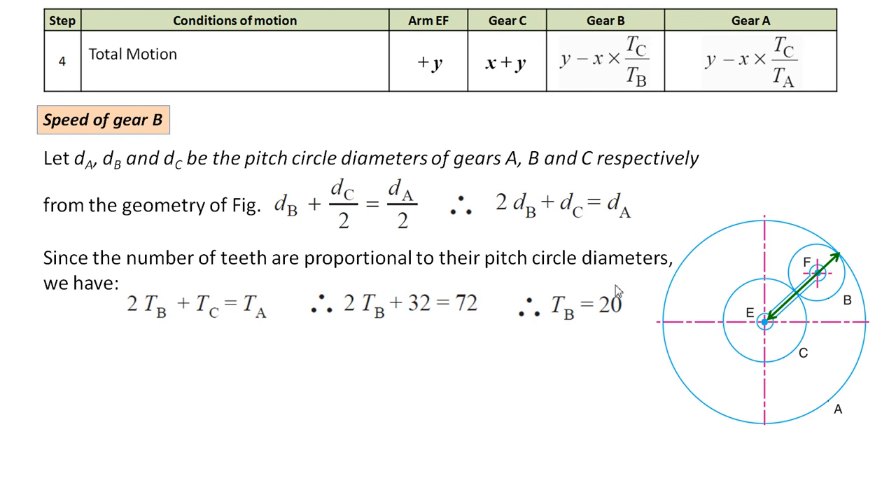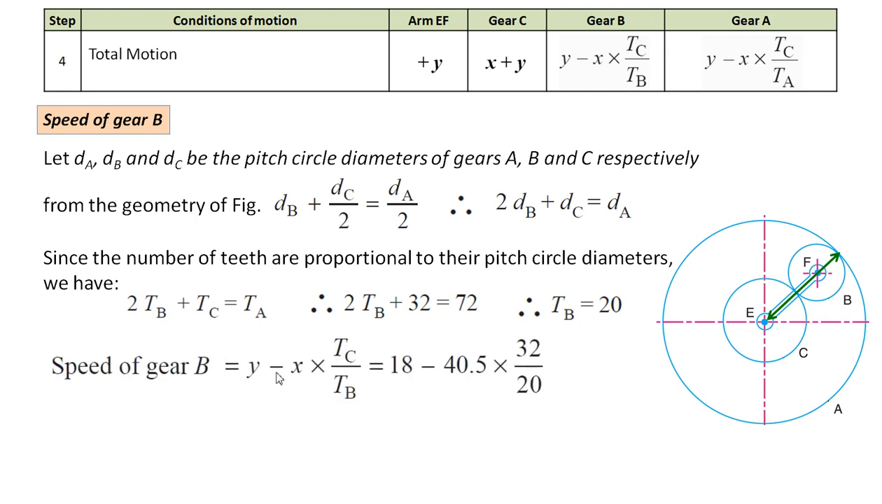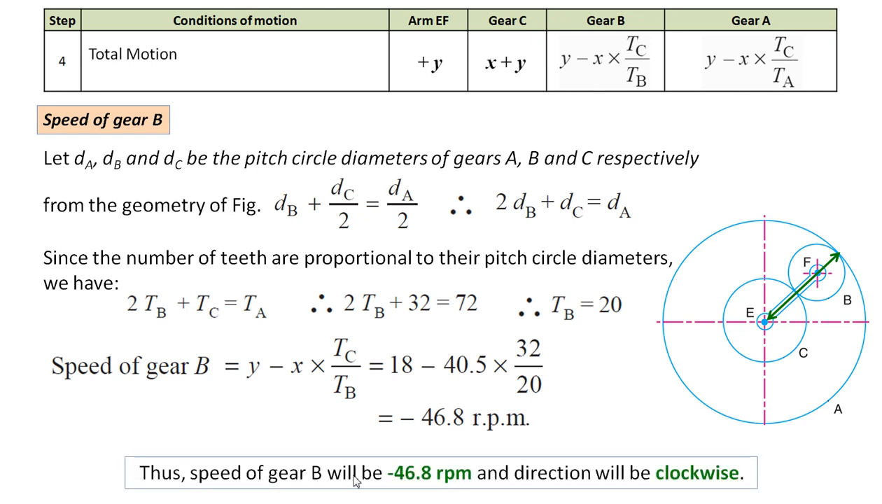Now as we have the value of TB as 20, and TC, X and Y are known to us, we can calculate the speed of gear B. So speed of gear B equals Y minus X into TC by TB. We know all these values, we substitute them in the equation and finally we get the speed of gear B as minus 46.8 rpm. It means that it will rotate in the clockwise direction.